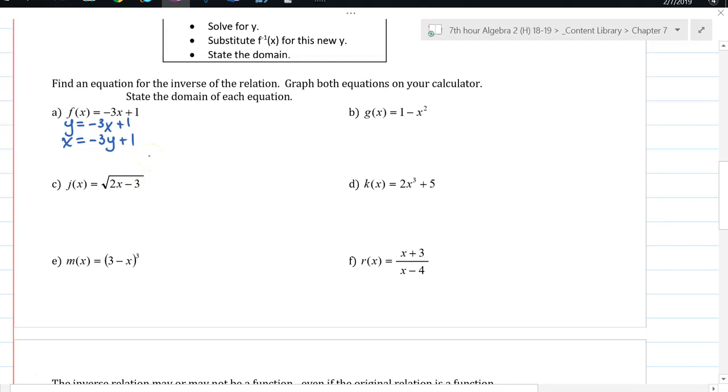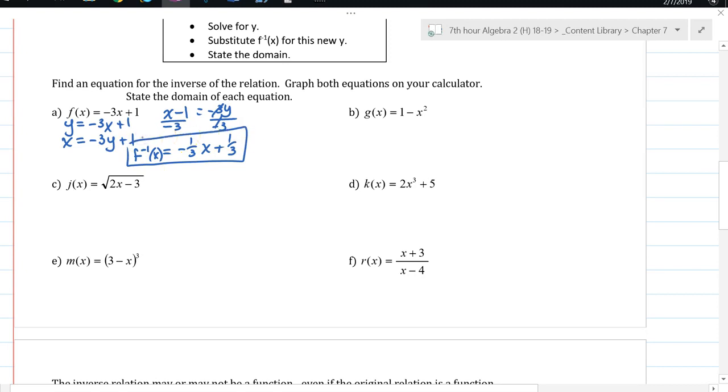After I switch the x and the y, I'm going to solve for y. Those are the two big steps. The first step is you switch the x and the y, and the second step is to solve for y. So I'm going to subtract 1 from both sides, and then divide by negative 3. I get y equals negative 1/3 x plus 1/3. The last thing I'm going to do is give this inverse its correct name. Since the original equation was called f of x, I'm going to call this inverse f inverse of x.